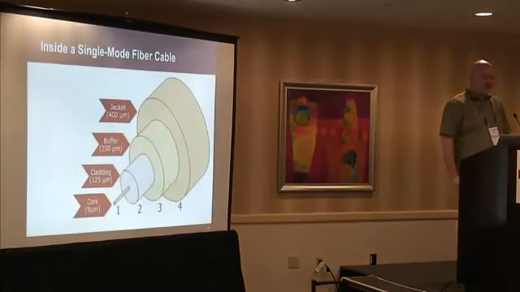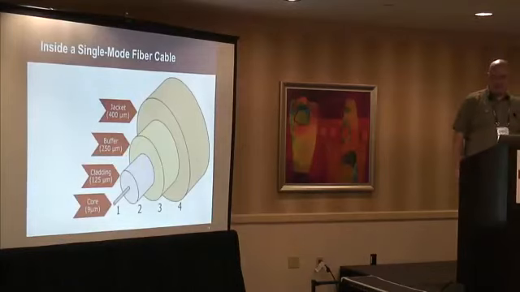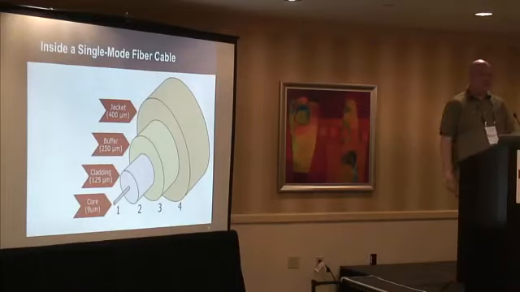So the inside of a single mode fiber cable, you've got your core, which is 9 microns. You've got your cladding, which is usually 125 microns. You've got a buffer, which is just a coating around the fiber to keep it from being damaged. And then inside of that, you'll have strain relief members. You'll have possibly multiple fibers. And then you'll have the big jacket around it, which is what keeps it from actually being damaged.